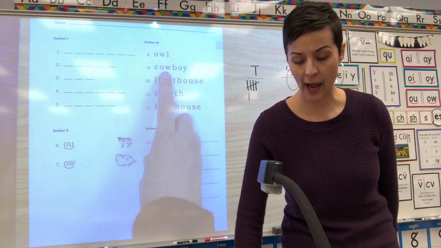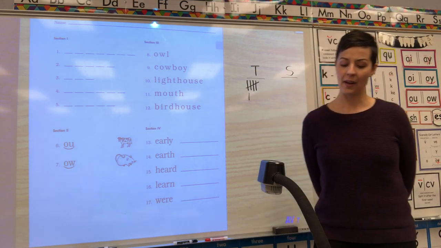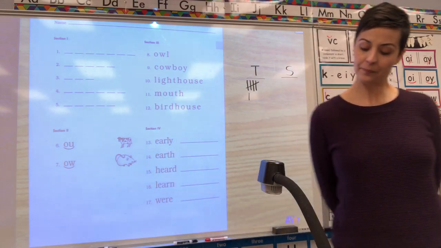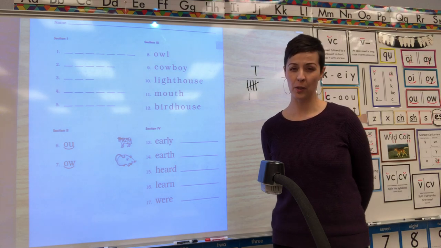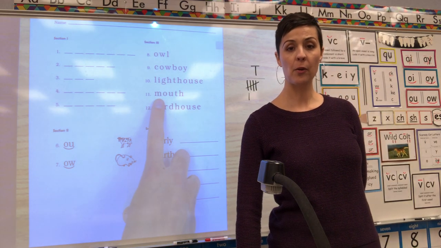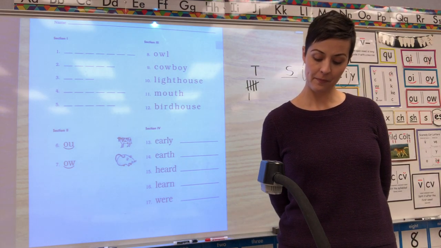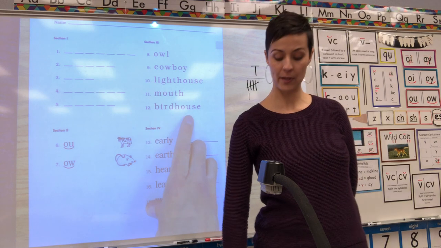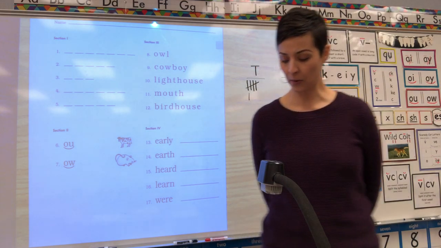Number nine, code it to show cowboy. Number 10, code it to show lighthouse. Think about if there's two words, what do you do? Light, house. Number 11, code it to show the word mouth. And number 12, code it to show birdhouse. What do you do if there's two words, bird, house?